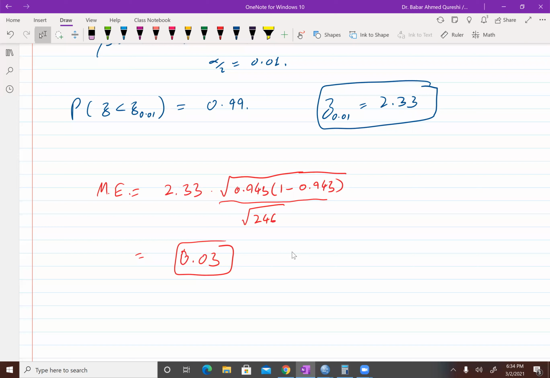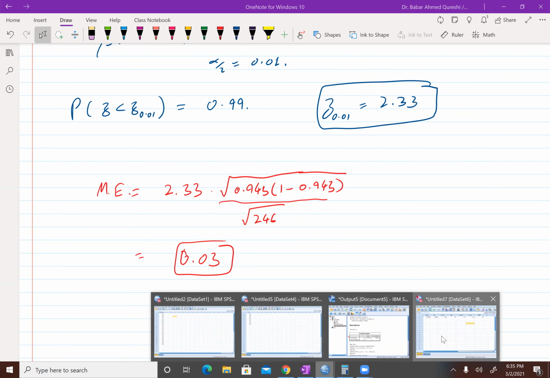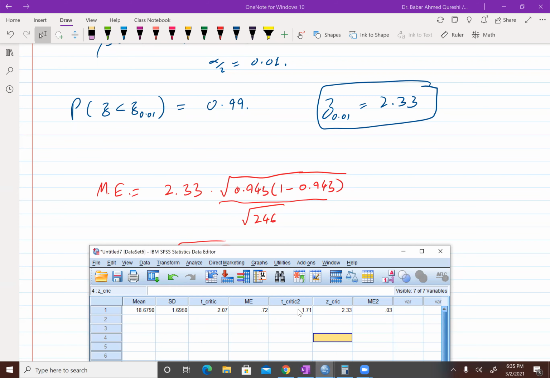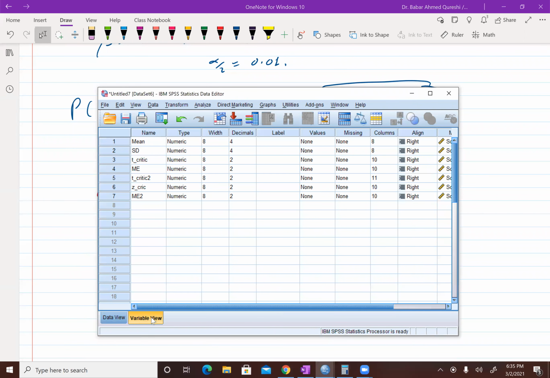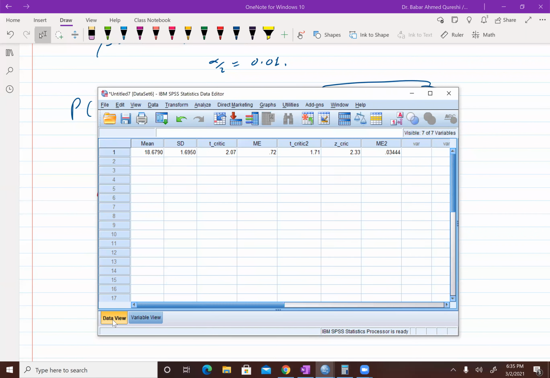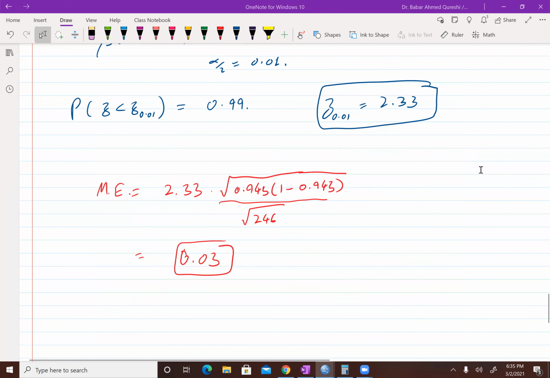Probably it gave me this number because I hadn't fixed these variables. I can check. Its decimals are only up to 2. So if I increase the decimal, it gives me a better idea, 0.034.